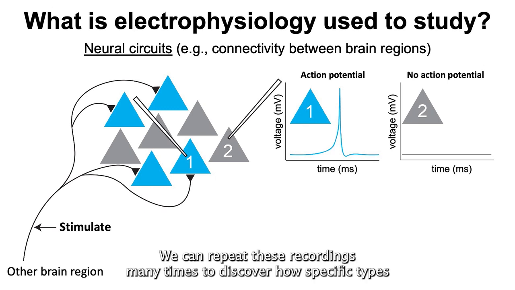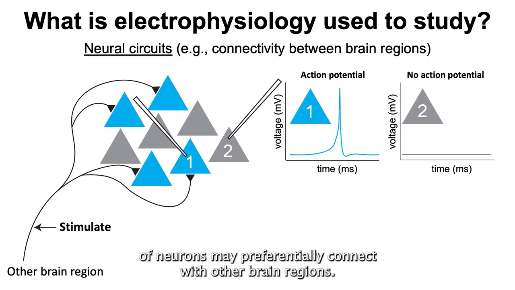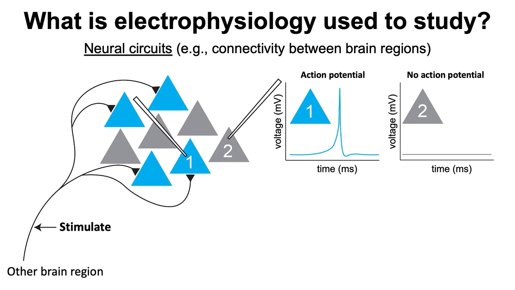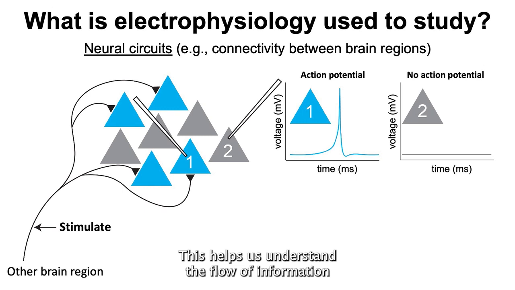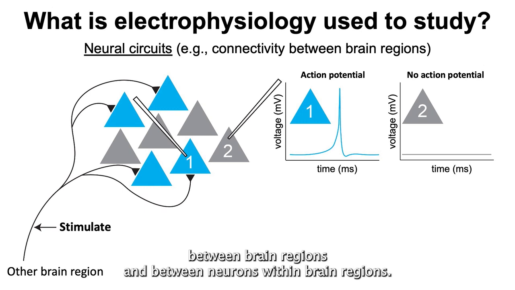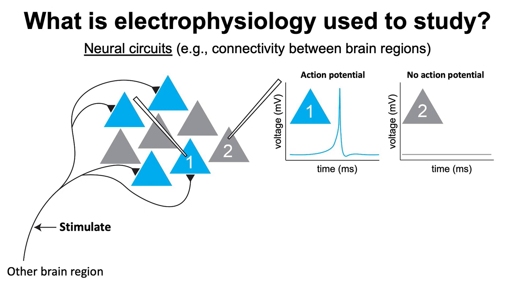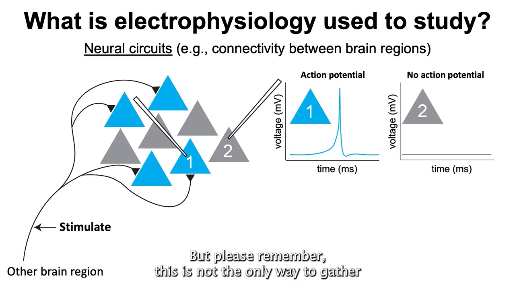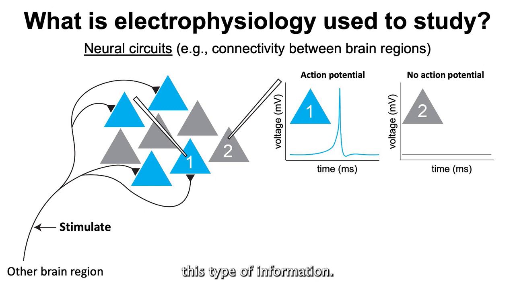We can repeat these recordings many times to discover how specific types of neurons may preferentially connect with other brain regions. This helps us understand the flow of information between brain regions and between neurons within brain regions. But please remember, this is not the only way to gather this type of information.